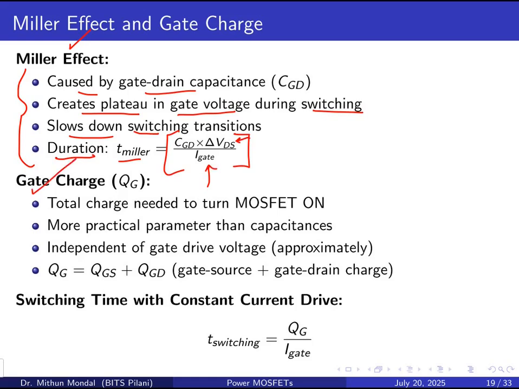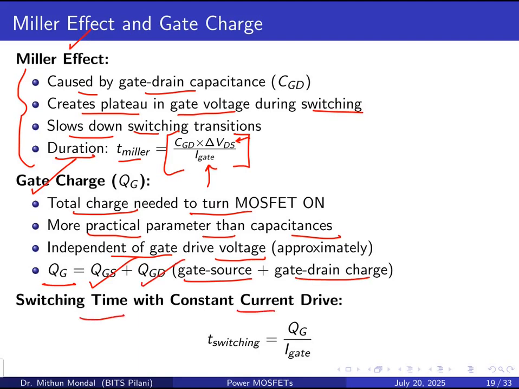The gate charge is basically the total charge which is needed to turn on the MOSFET. It is a more practical parameter than the capacitances. It is independent of the gate drive voltage, and the gate charge is basically the summation of the gate to source plus the gate to drain charge. Switching time with constant current drive can be obtained as the ratio of the gate charge to the gate current. That is the total switching time.